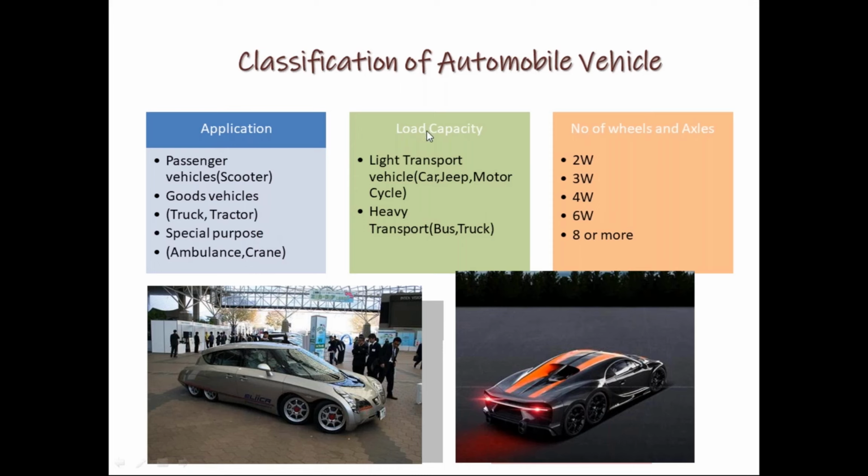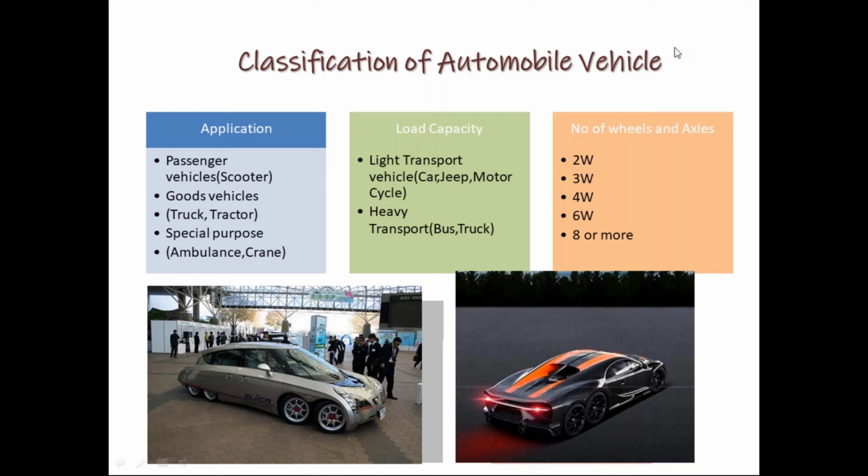If we consider load carrying capacity, we have light, medium, and heavy. Light transport includes cars, jeeps, our regular four-wheeler cars and motorcycles. Heavy transport includes eight-wheelers, 16-wheeler containers, buses, trucks, and many more. The goods carrier vehicles we can classify under heavy transport, whereas under light carrying capacity we can say our regular comfort vehicles.